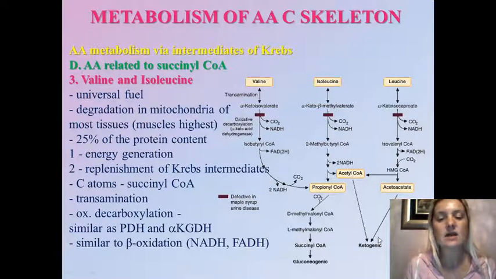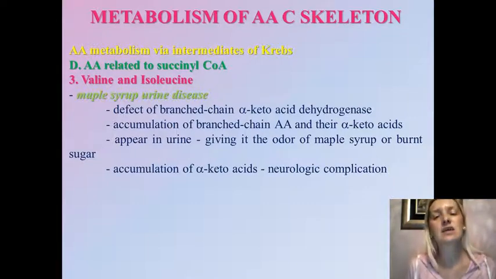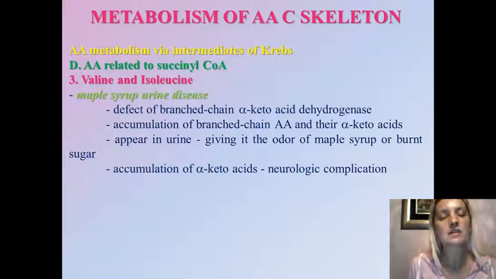Acetyl coenzyme A can be converted to ketone bodies, so isoleucine is considered to be both a glucogenic and ketogenic amino acid. One of the disorders worth mentioning here is maple syrup urine disease, which arises as a defect of the branched-chain alpha-keto acid dehydrogenase enzyme, which results in the accumulation of branched-chain amino acids and their alpha-keto acids. So they appear in urine, giving it the odor of maple syrup or burnt sugar.